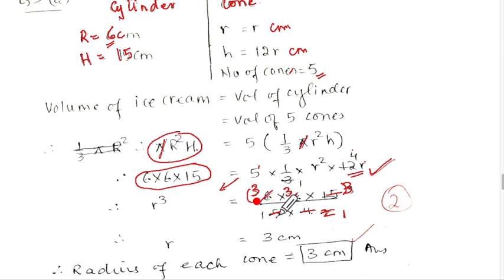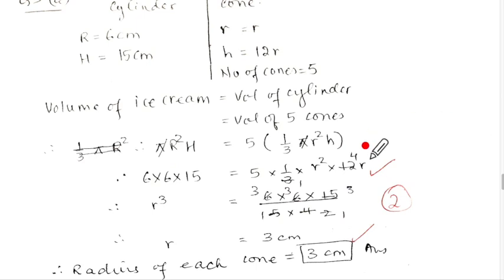So you have r cube equal to 3 into 3 into 3. So your r will be the cube root of 3 into 3 into 3, which means 3 centimeter. So the radius of each cone is 3 centimeter, and that is our answer. So that is our 2-mark question. So we understood how we got those 2 marks.